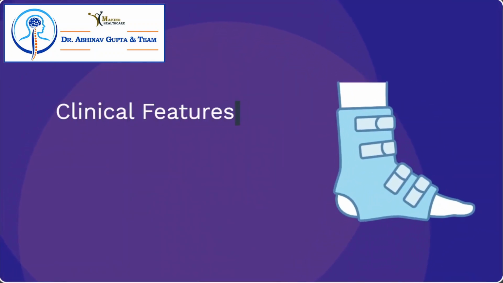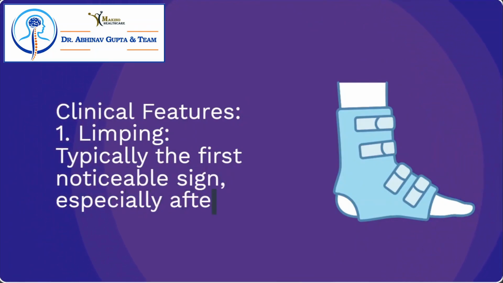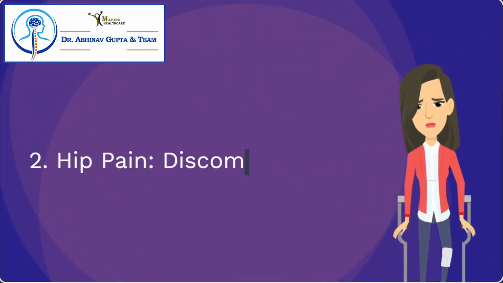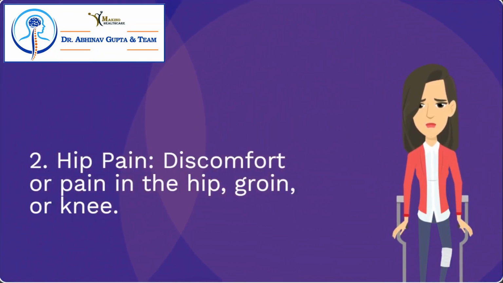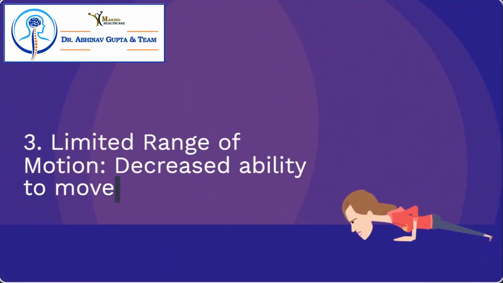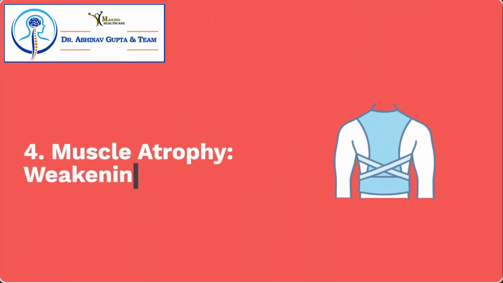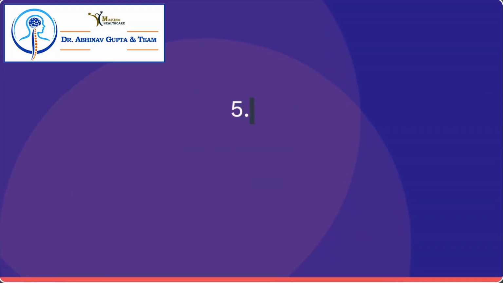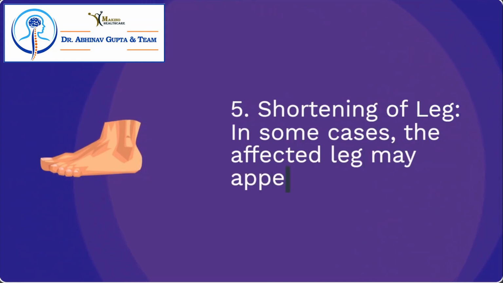Clinical features. 1. Limping, typically the first noticeable sign, especially after physical activity. 2. Hip pain, discomfort or pain in the hip, groin, or knee. 3. Limited range of motion, decreased ability to move the hip joint freely. 4. Muscle atrophy, weakening and wasting of muscles around the hip. 5. Shortening of leg, in some cases, the affected leg may appear shorter.